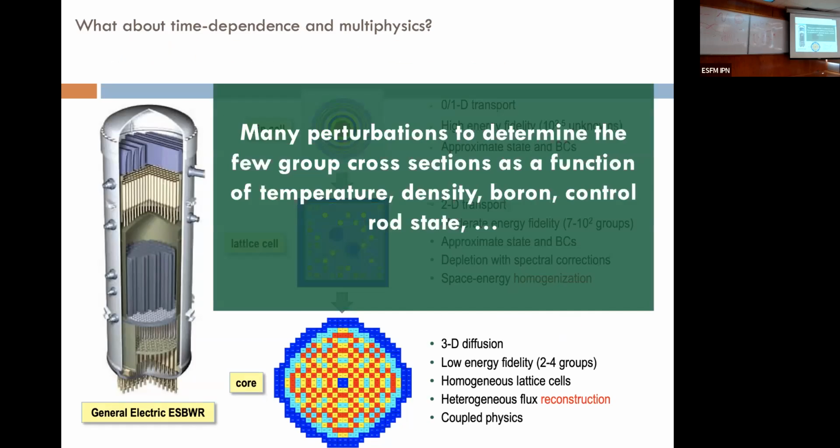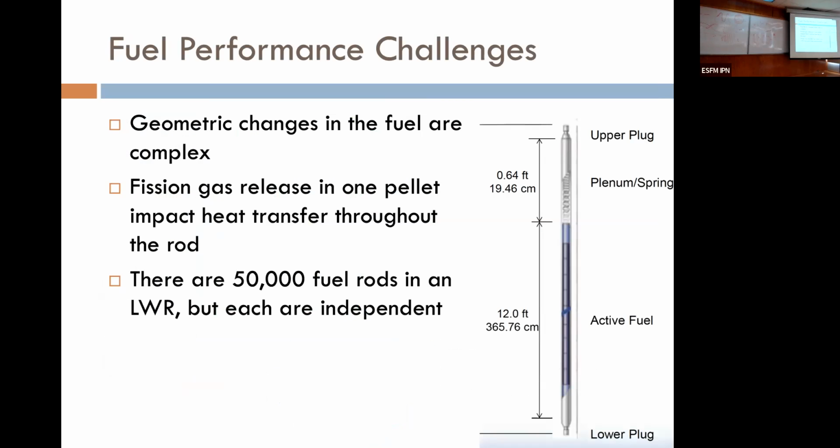Okay, so that was the in-depth look at how things are done with neutronics. But that's only one physics. And we know we have fuel performance and fluid dynamics and depletion, and we might have chemistry to deal with also. So what does this look like in the world of fuel performance? Well, in fuel performance, we know that there are lots of complex geometric changes happening. We talked about all of those yesterday.